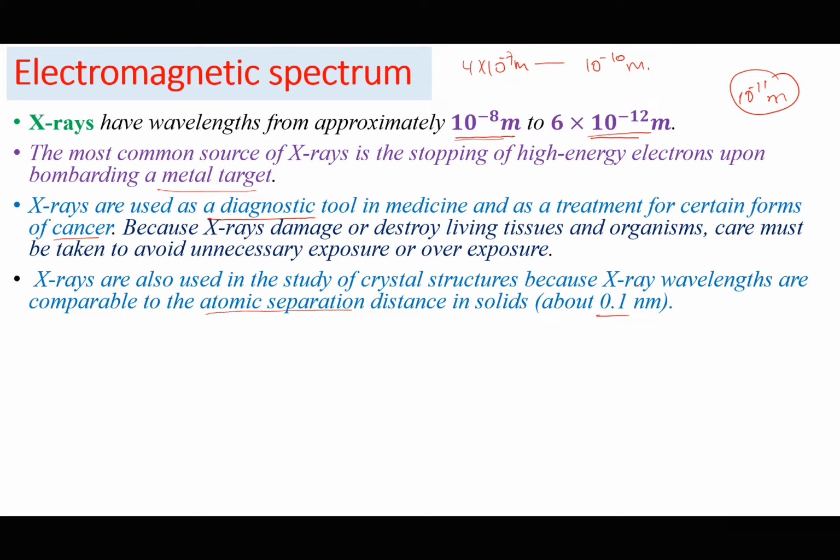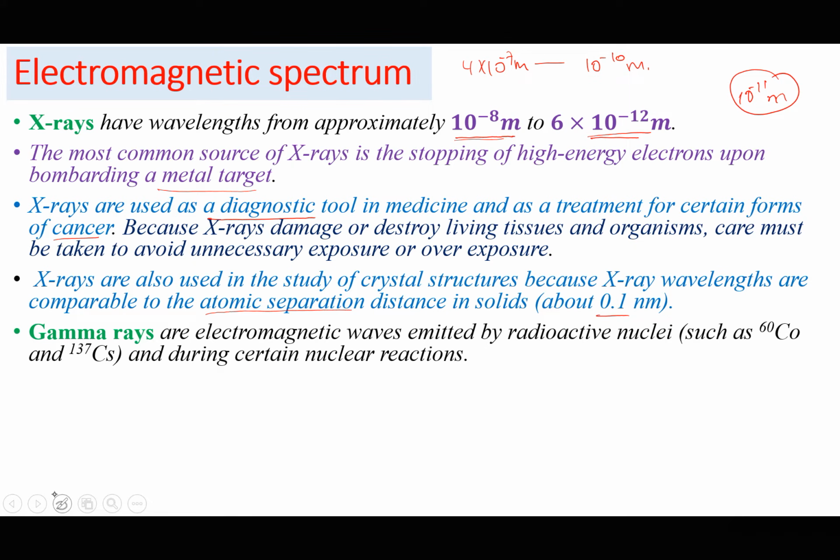So those are the X-rays. Then finally, we should talk about gamma rays. Gamma rays, which we shall also mention in medical physics in the PET scan, are electromagnetic waves emitted by radioactive nuclei such as cobalt and cesium, and during certain nuclear reactions. During certain nuclear reactions, such as those involving cobalt and cesium, gamma rays can be generated, but we shall talk about this in more detail in medical physics.